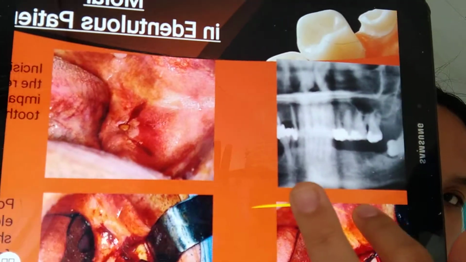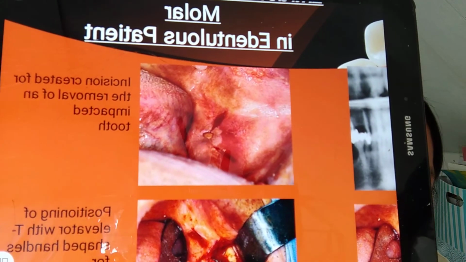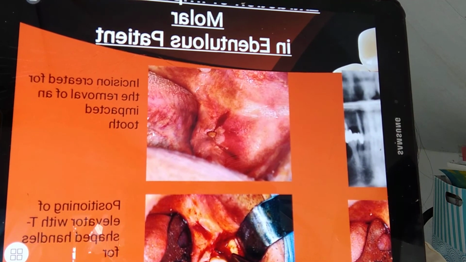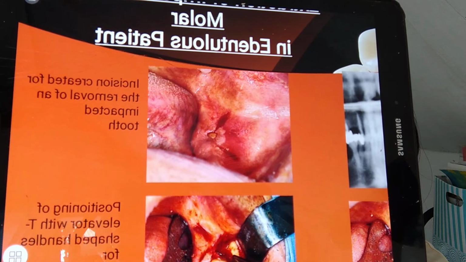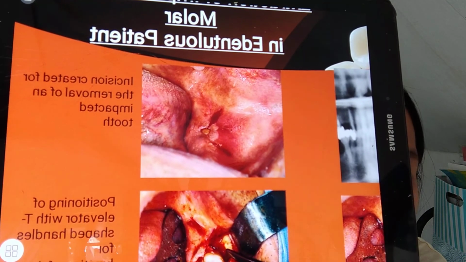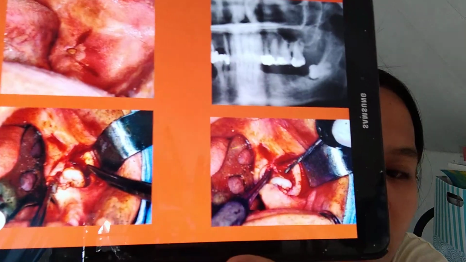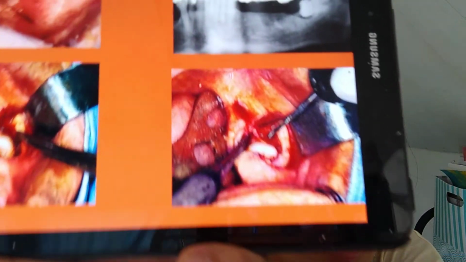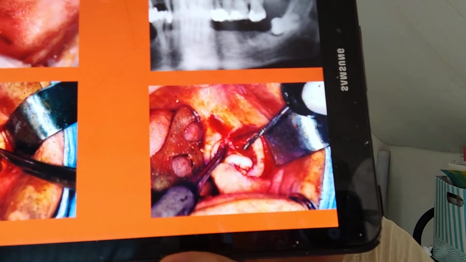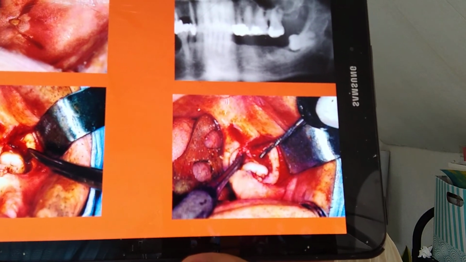So this is a radiograph picture for a dentulous patient with impacted third molar. The technique for creation of the flap and removal of bone are the same as those for other cases of impacted teeth. And the second molar is often missing, therefore the tooth sectioning is not necessary, because it may easily be extracted using either the elevator or tooth forceps after the bone surrounding the tooth has been removed.